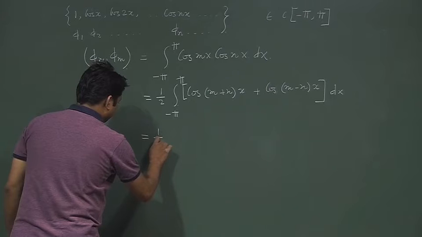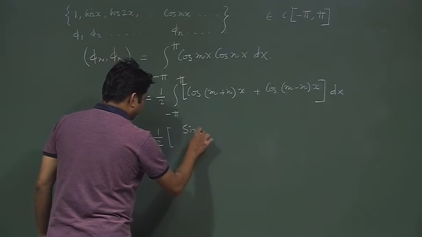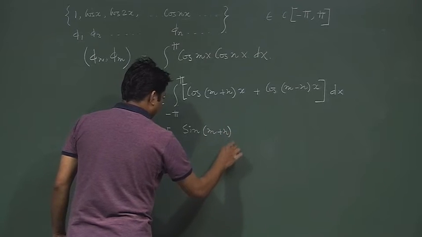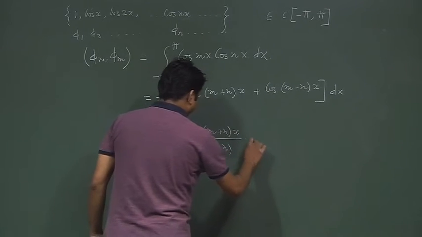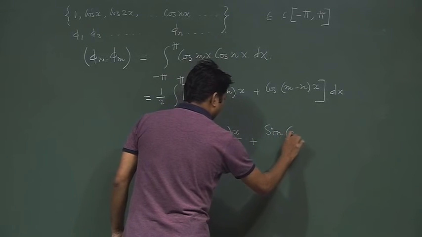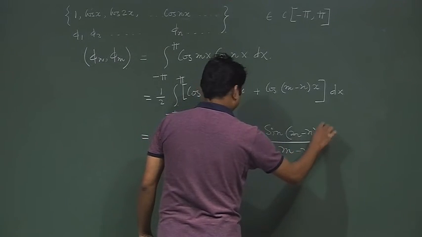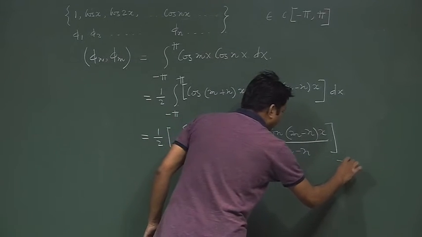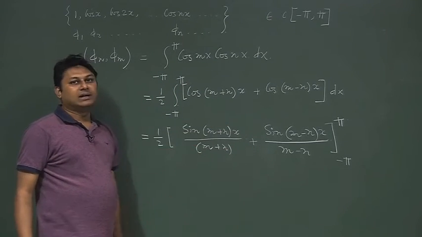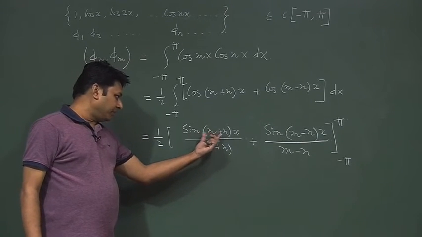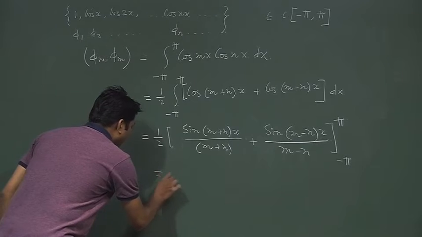Now, it is easier for us to integrate this quantity. If I integrate, it will be sine of (m plus n)x over m plus n, and that quantity will be again sine of (m minus n)x over m minus n, with limits minus pi to pi. When you apply the limit, again the same thing, the sine of (m plus n) times pi, which is again an integer multiplied by pi. So, this quantity is going to vanish and this quantity is going to vanish. So, overall I will have a 0.